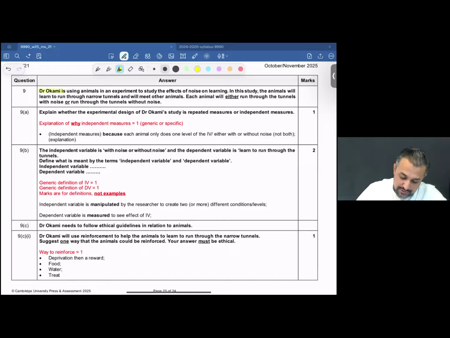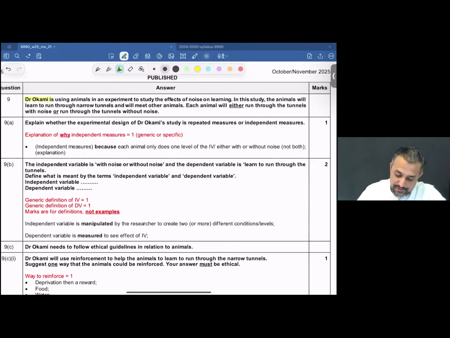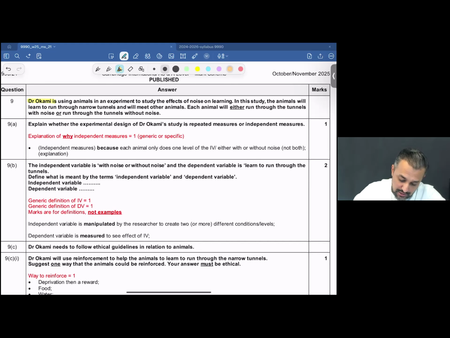Okami is using animals in an experiment too. So we are talking about animals being used. We're talking about an experiment as a research method to study the effect of noise on learning. So, studying animals and trying to study the effect of noise on learning. In this study, the animals will learn to run through narrow tunnels and will meet each other.